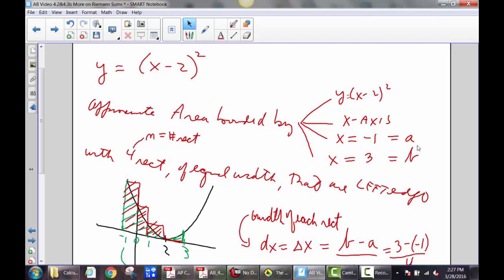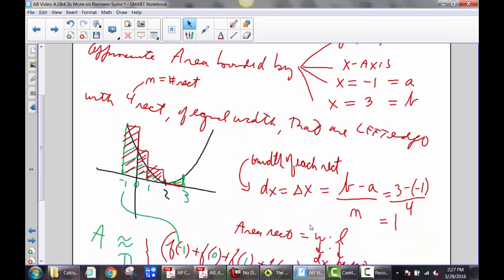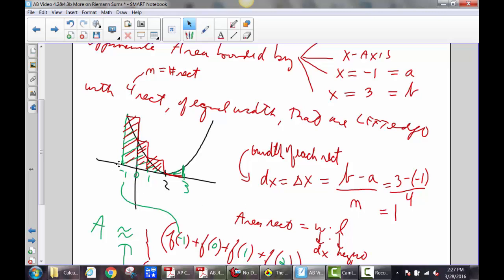We're going to take our b minus a, which is 3 minus -1, divided into 4 equal parts. And that means the width of each rectangle is 1. So starting at the left, -1 plus 1 is 0, plus 1 is 1, plus 1 is 2, plus 1 is 3. At each of these spots, go up to the curve.